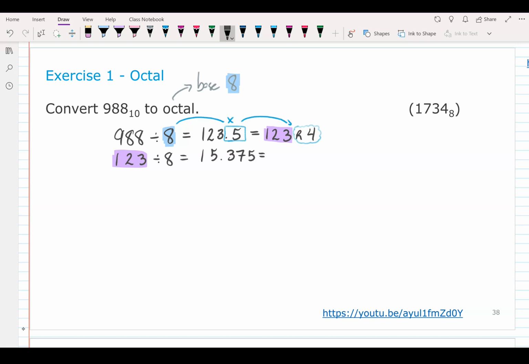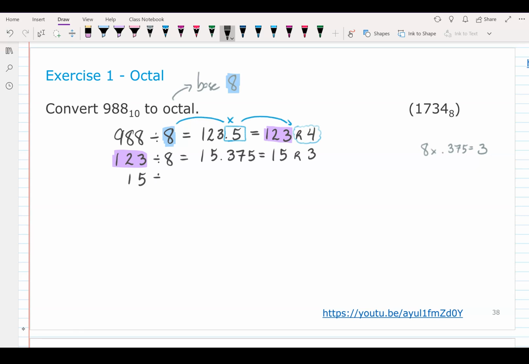Do the same thing again. 8 times 0.375. What you get is 3. So our answer is actually 15 remainder 3. And again, we're going to be using those remainders, but for now, just bear with me. It'll make sense in the end.